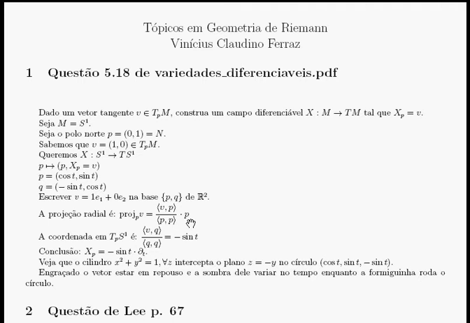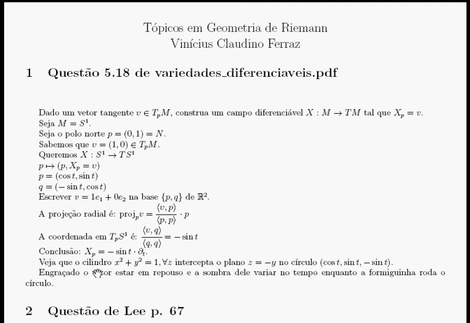p. As you know, this is the Euclidean metric. The coordinate in T_pS1 is <v,q> over <q,q>, which equals minus sin t. So (1, 0) inner product with (-sin t, cos t) divided by 1. Conclusion: X_p is minus sin t, the coordinate, times d/dt, the rotating basis.